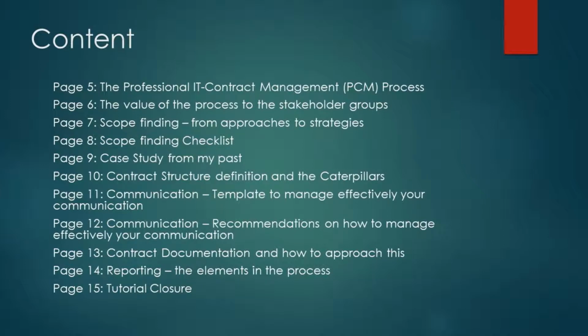We're now going to look at the content of this tutorial. We're going to start out with page 5, which looks at the professional IT contract management process in a holistic view and the key elements. At page 6, we're going to look at the value of the process to the stakeholder groups. What does this process bring to the stakeholder groups? Afterwards, at page 7, we're going to look at scope finding, from approaches to strategies. How you manage obstacles, for example.